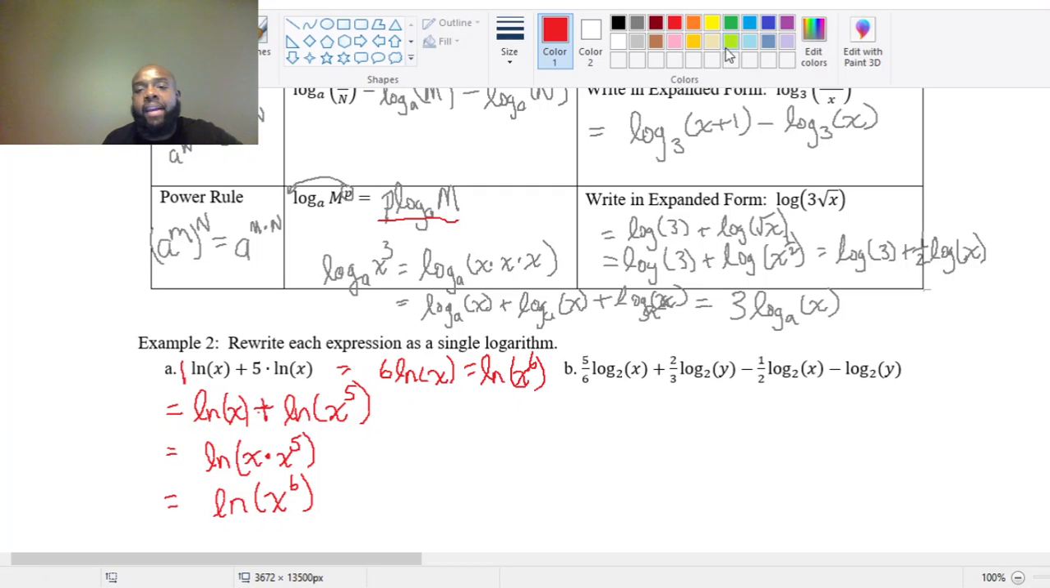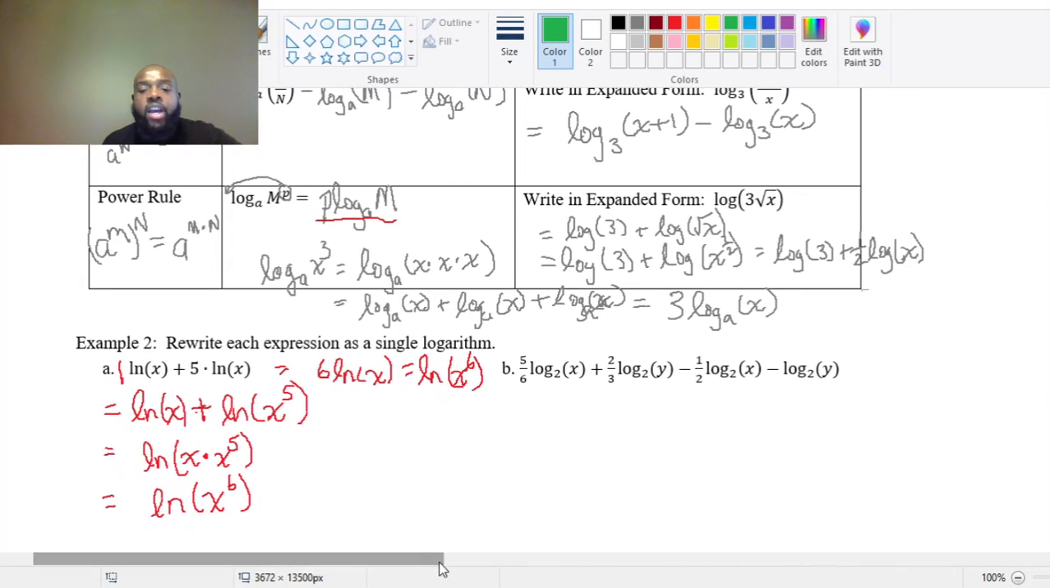Let's go to part B here, where I have this long expression. Notice here, all of my logarithms are at base 2. All of them are at base 2. So what I'm going to do first is get my coefficients on my logarithmic statements to be 1. That means I'm going to use my power rule first.